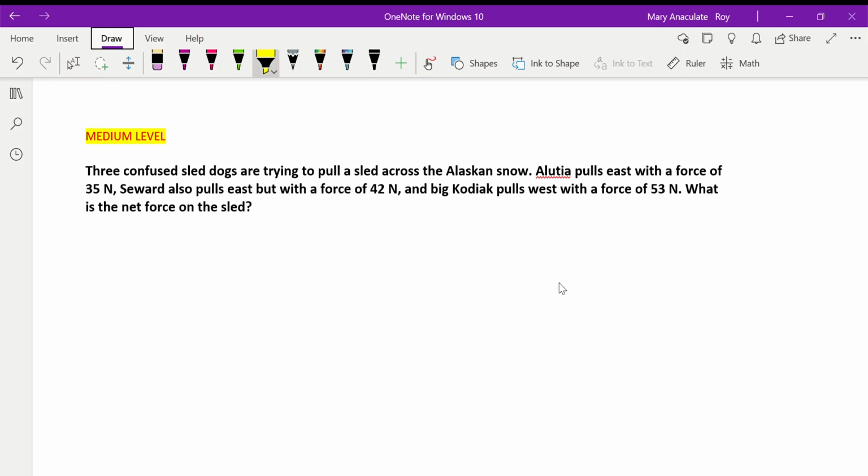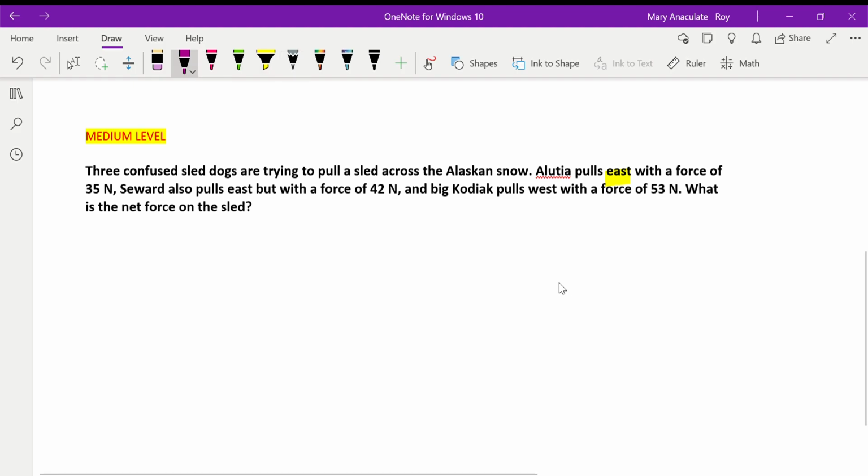All right, this is the second question. It's a medium level. You can read the question. Three confused sled dogs are trying to pull a sled across the Alaskan snow. Alucia pulls east. This is what we are interested in. We have to look at when it gives direction.